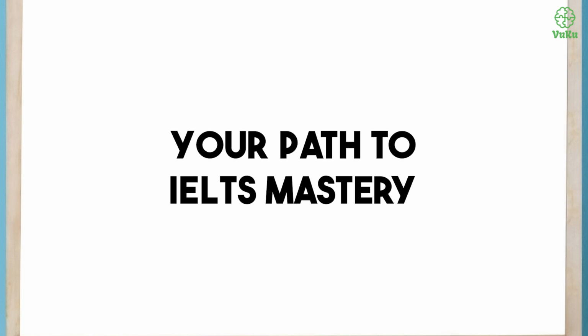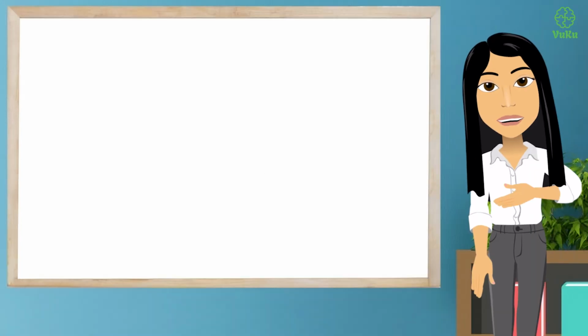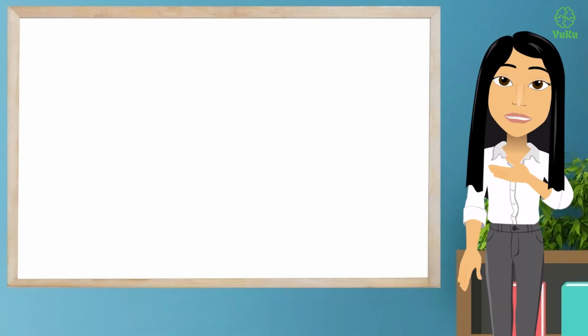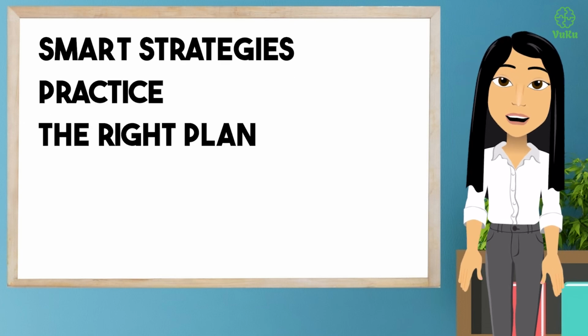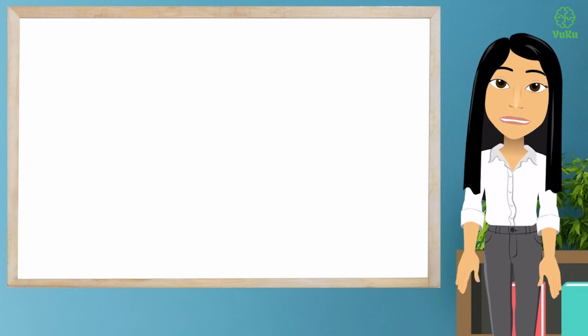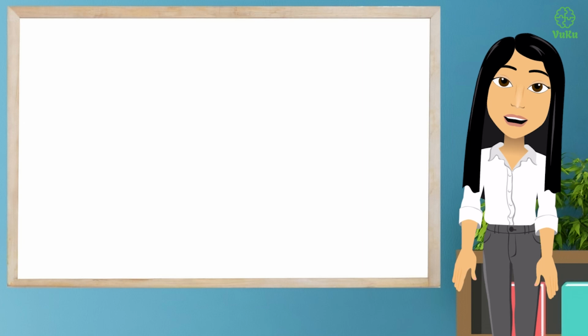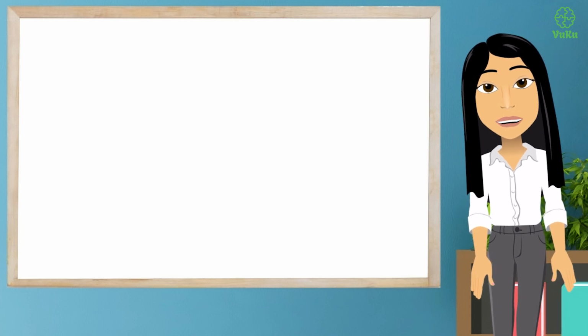Your path to IELTS mastery. Getting a high IELTS reading score takes more than speed or vocabulary. It takes smart strategies, practice, and the right plan. Band 6, you can get that with luck. Band 8 or 9, you need systems like the ones we covered today.